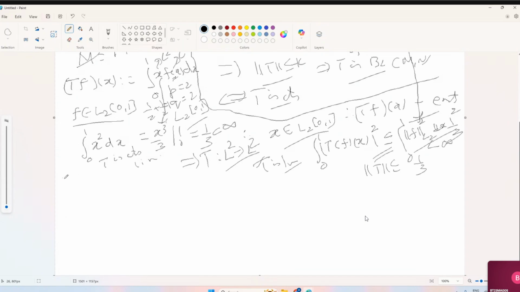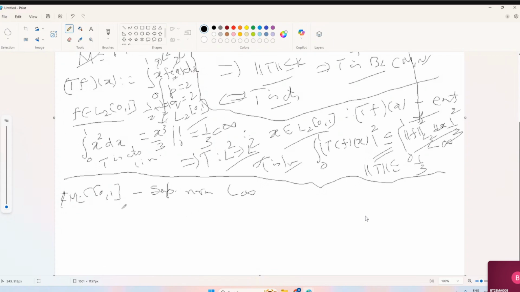Now let's take C[0,1], suppose I call it M, with the sup norm. The sup norm is also written as the L infinity norm. Now x_n converges to x in M if and only if x_n converges to x uniformly on M. That is why this norm is also called the uniform norm.